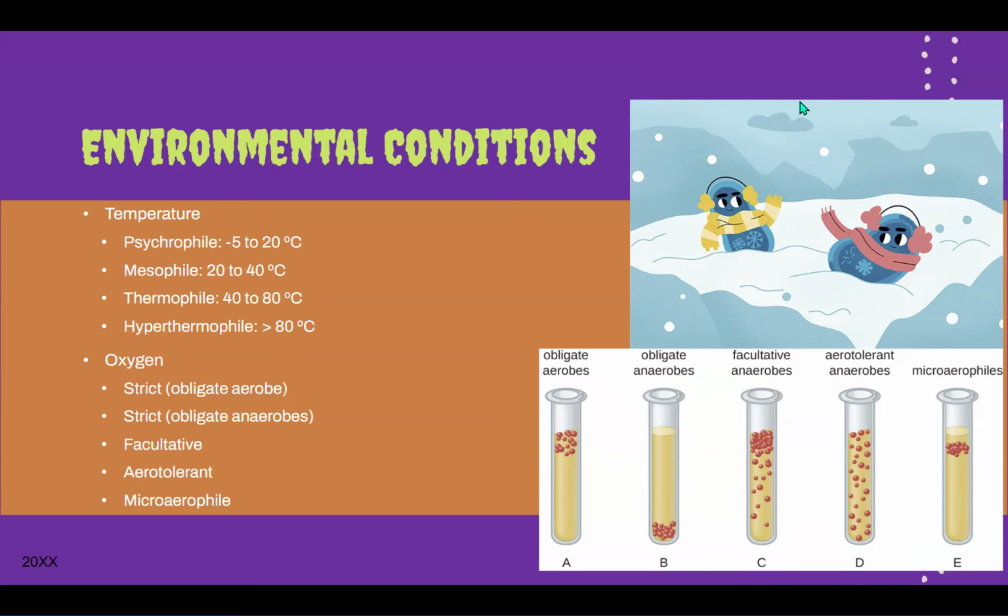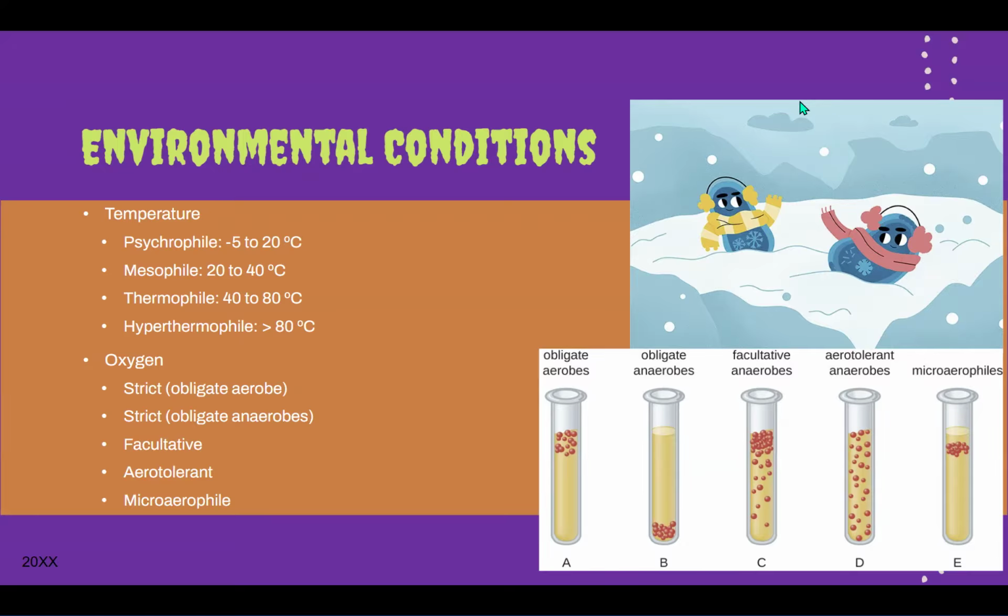So for the temperature ones, you guys did pretty well. Remember that the psychrophiles like the -5 to 20 degree conditions. Mesophiles, 20 to 40. That's primarily what we worry about as human beings. Thermophiles, 40 to 80 degrees Celsius, and hyperthermophiles, anything greater than 80 degrees.